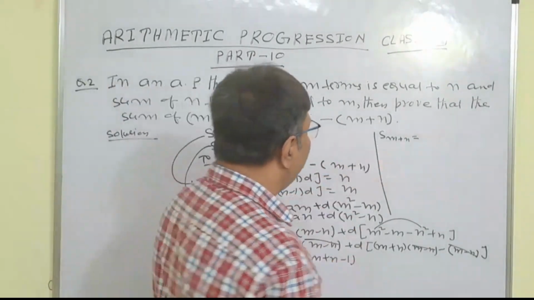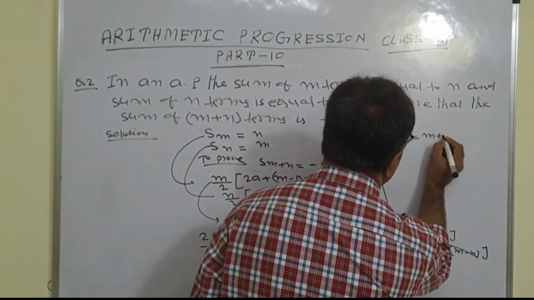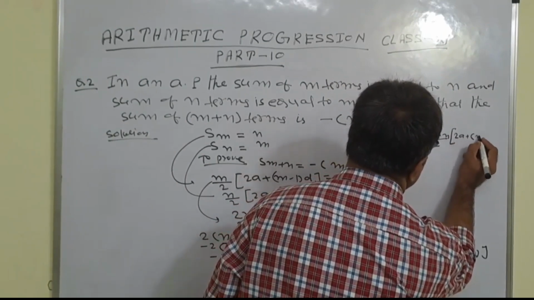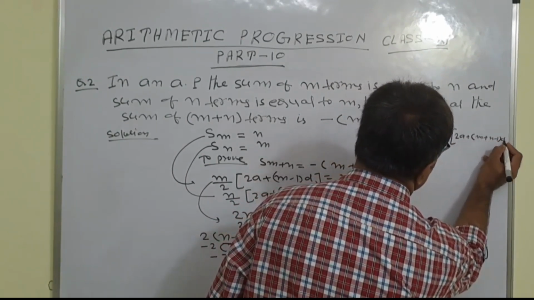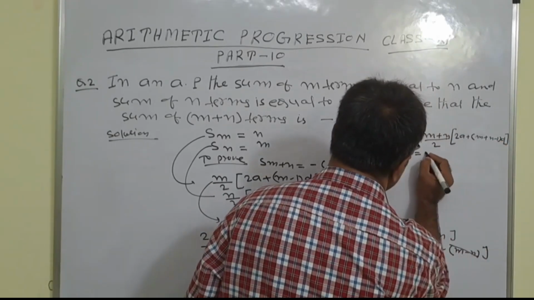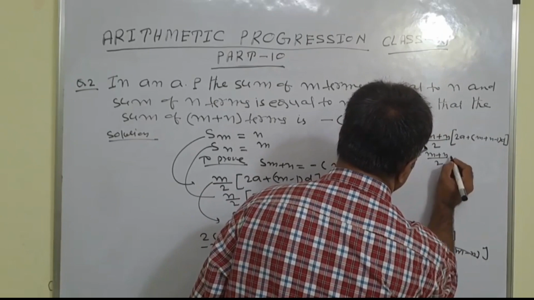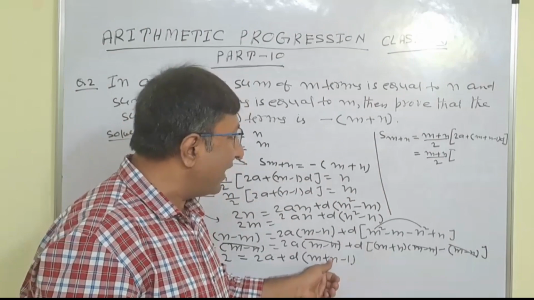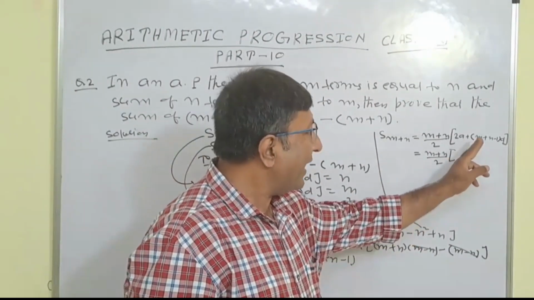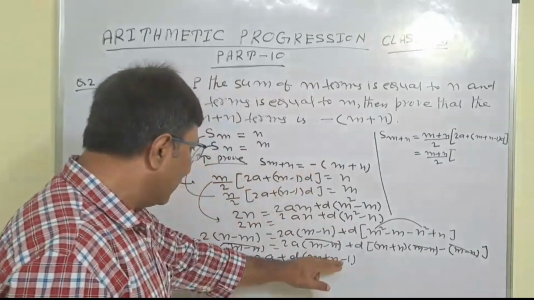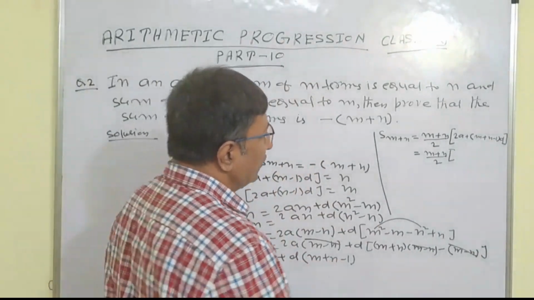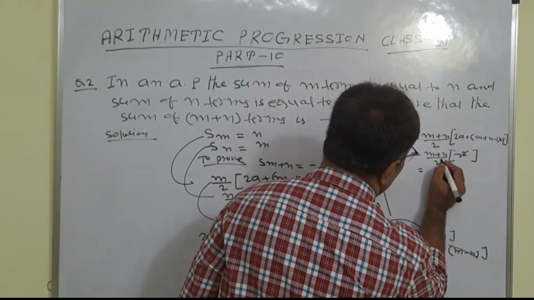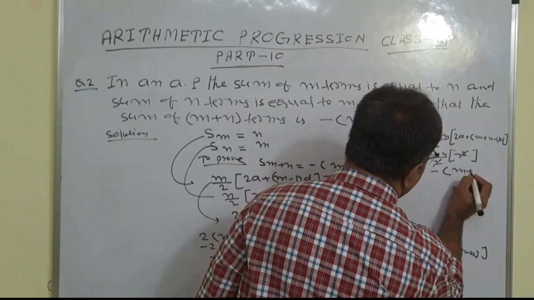So here n is what? m plus n. So this is m plus n by 2 into 2a, and then m plus n minus 1 into d. Now you see this is m plus n by 2, and here 2a plus d into m plus n minus 1, same as here. So this total value is what? Minus 2. So we can put here minus 2 simply. Now this 2 and 2 cancel out. So we get minus of m plus n.